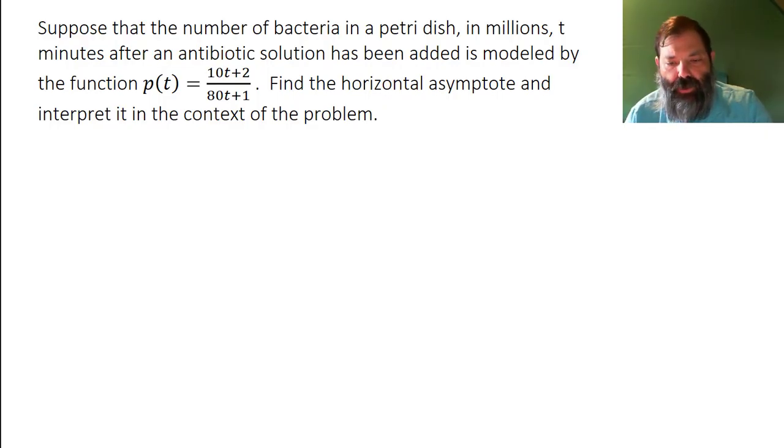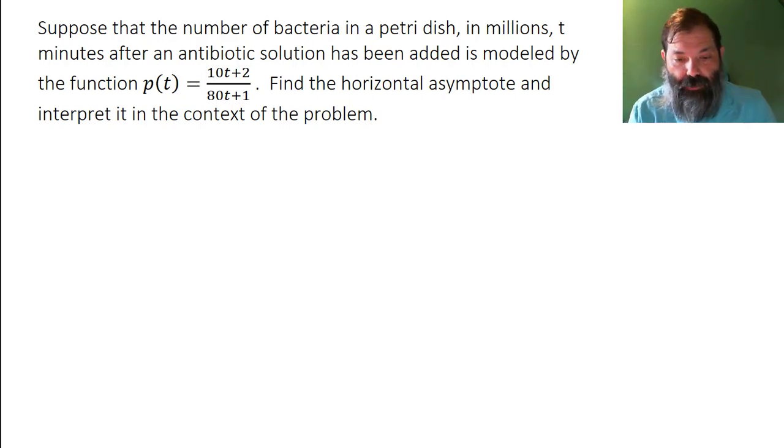Suppose that the number of bacteria in a petri dish in millions, t minutes after an antibiotic solution has been added, is modeled by the function p of t is (10t plus 2) over (80t plus 1). Find the horizontal asymptote and interpret it in the context of the problem. So here we have a rational function modeling a population, and we're asked to first find the horizontal asymptote.